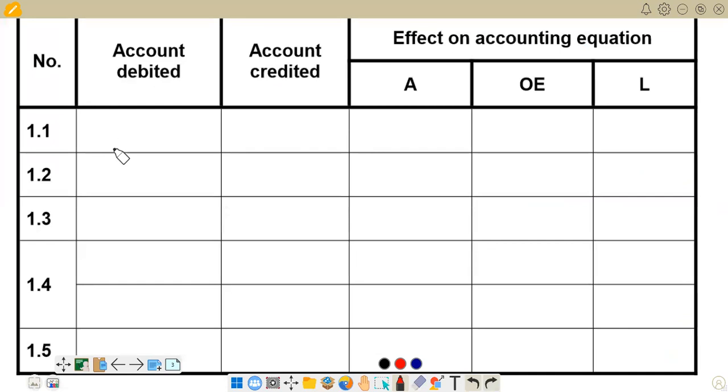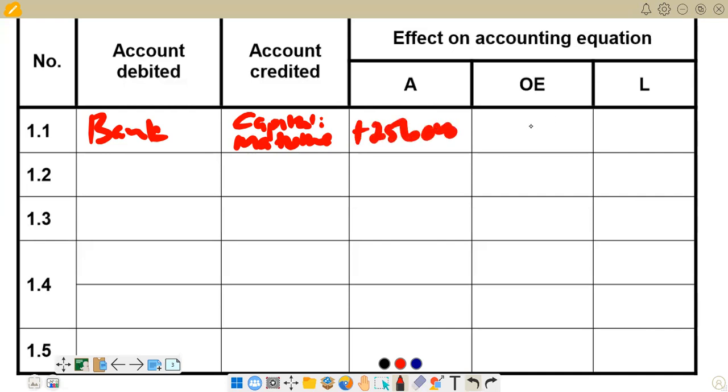You're going to see that the account that we debited there was bank. So we're going to say bank. And the account that we credited, capital. Capital, and remember, this is Matome. And then this one we said it's a plus on the asset side, 256,000. And then owner's equity also is a plus, which is 256,000. Right. Then we go to the next one, which is 1.2.